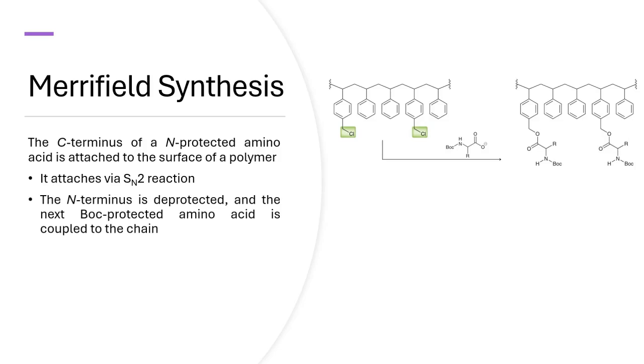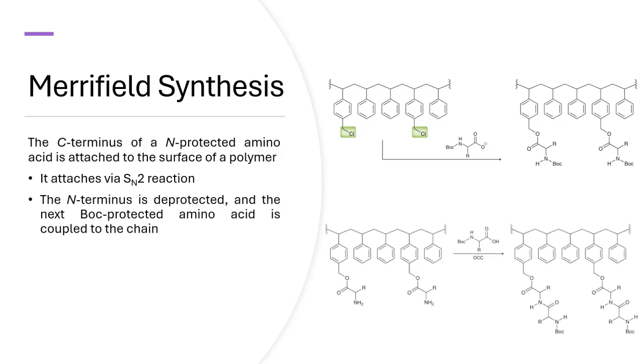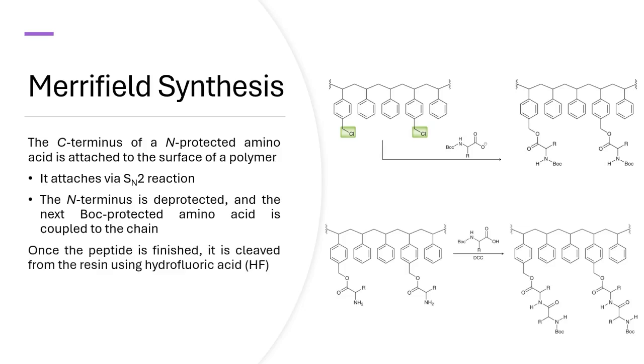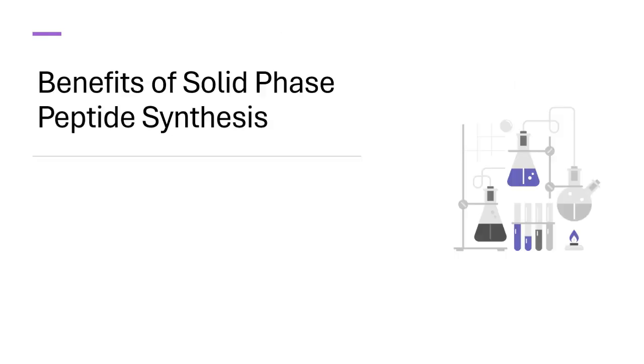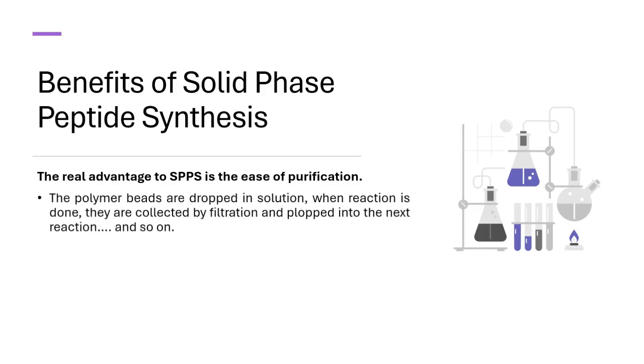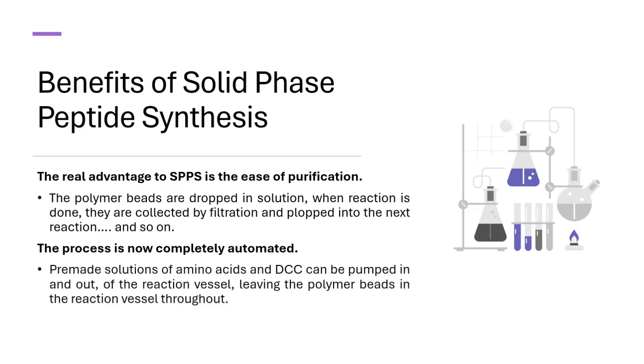Benefits of solid-phase peptide synthesis. The real advantage to SPPS is the ease of purification. The polymer beads are dropped in solution when the reaction is done. They are collected by filtration and put into the next reaction and can be used again. The process is now completely automated. Pre-made solutions of amino acids and DCC can be pumped in and out of a reaction vessel, leaving the polymer beads in the reaction vessel throughout. For this work, Merrifield won the Nobel Prize in 1984.